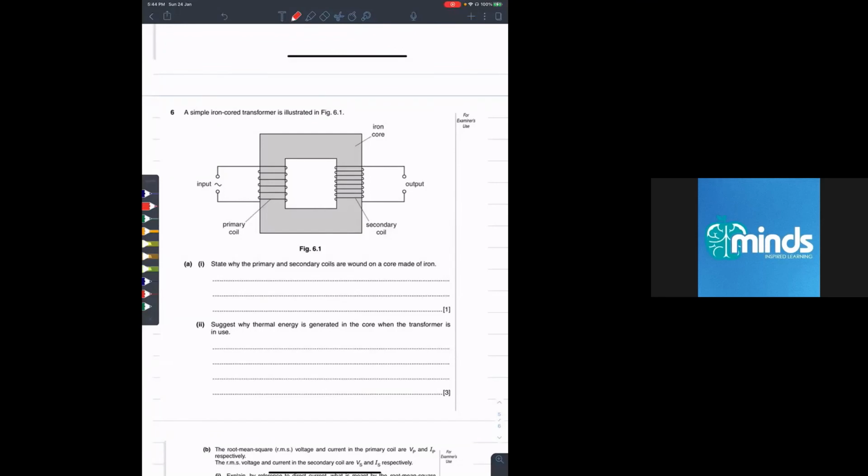Okay, let's quickly discuss the answer. A simple iron core transformer is illustrated in figure 6.1. State why the primary and secondary coil are wound on a core made of iron: so that the flux passing through the primary also passes through the secondary, or you can say to maximize the flux linkage. Suggest why thermal energy is generated in the core when the transformer is used: because the flux through the core changes, eddy current is produced, and current produces heating. You can make reference to energy equal to I squared R t.